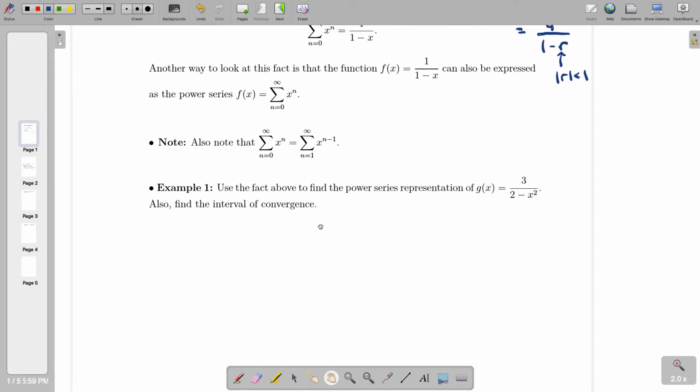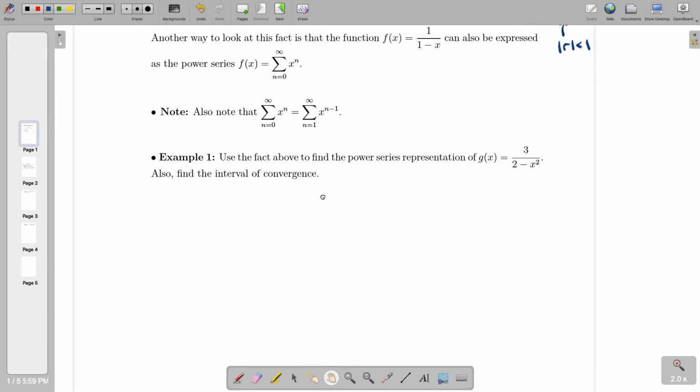So what are we going to do with this? It says use the facts above to find the power series representation of this function g of x. So in other words, we're going to rewrite functions so that they are represented as an infinite series. All right, so let's take this g of x, which is equal to 3 over 2 minus x squared.